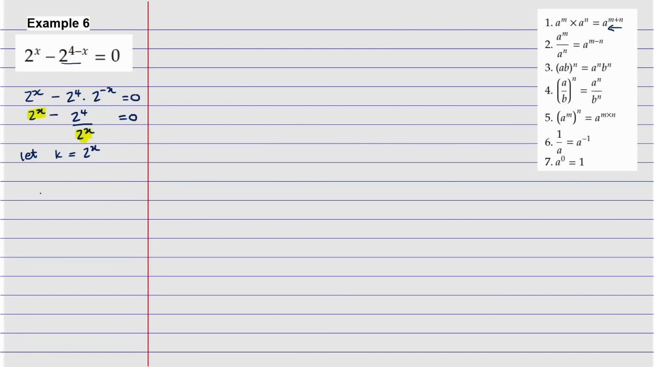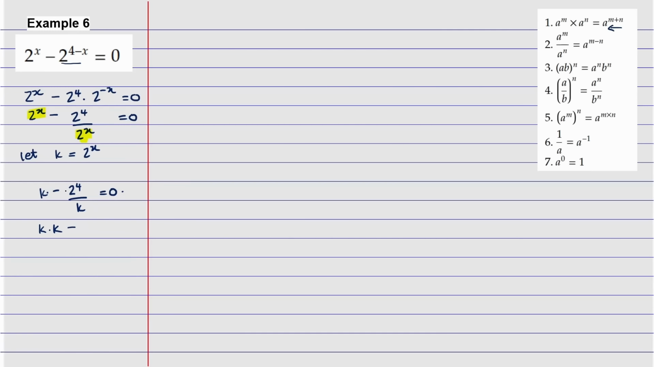So substitute. It's going to be k minus 2 to the power 4 divided by k is equal to 0. I want to get rid of the denominator, so I'm going to multiply here and here by k. So it's going to be k multiplied by k. I can multiply 2 to the power 4 by k because it's already divided by it. So it's going to be minus this.